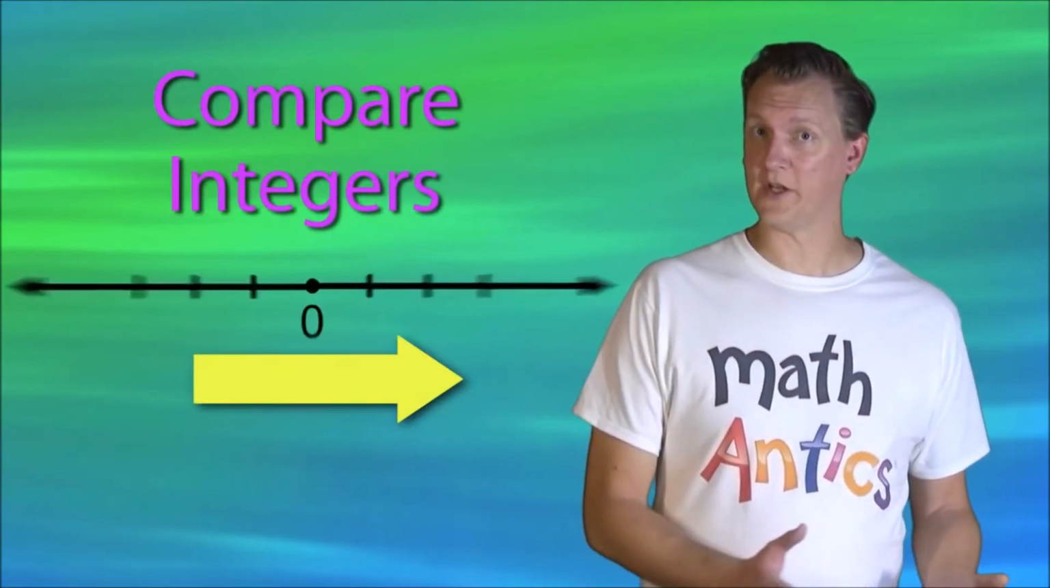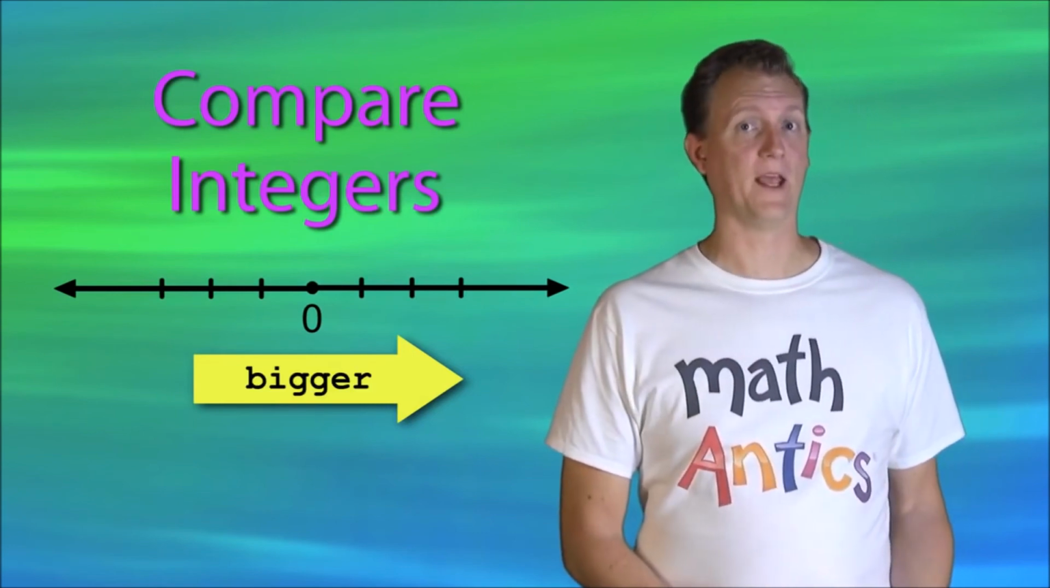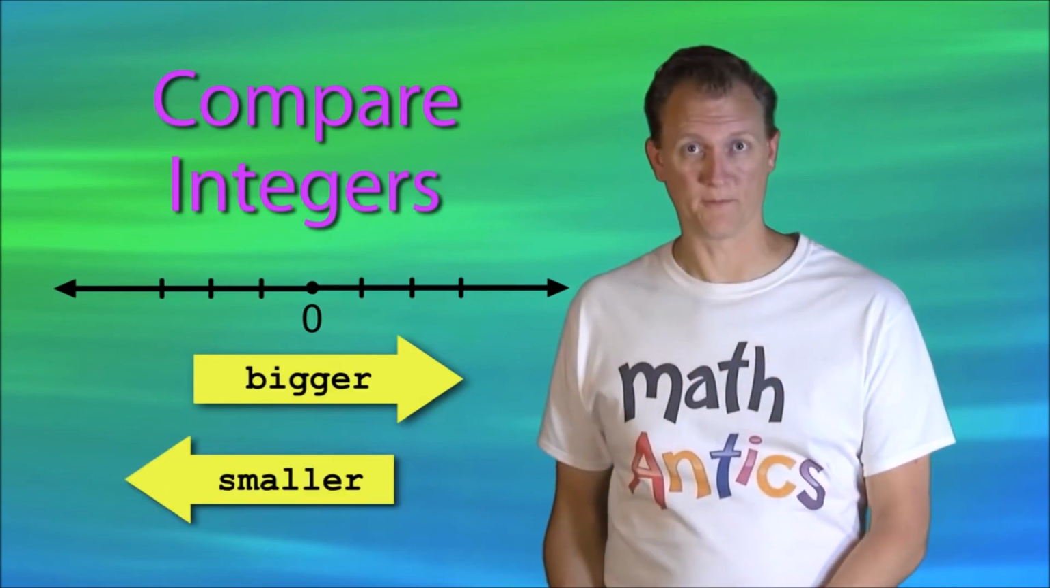As you go to the right on the number line, the integers get bigger, and as you go to the left, they get smaller. Comparing integers can be confusing at first, so be sure to practice until you've really got it.